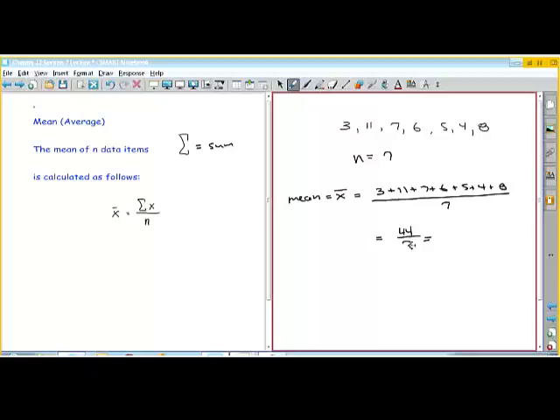7. And that's not going to be an integer, so let's see what it is. It's 6.29. So that's the mean. So if you have a bigger set of data, you just got to add more numbers together. That's all there is to it. And then divide by a bigger number. So that's mean.